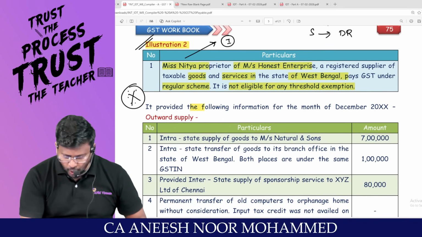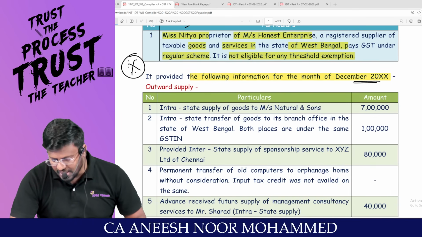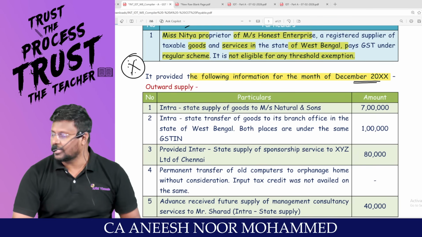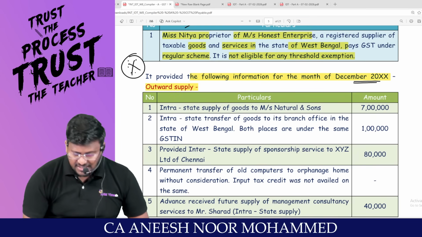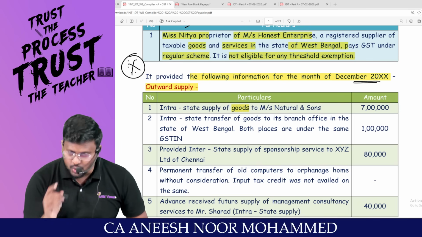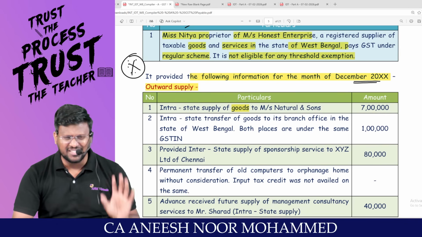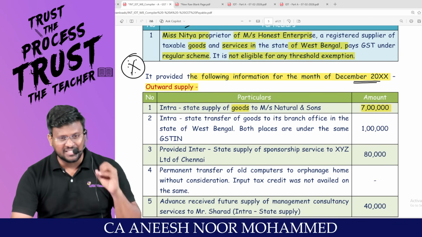It provides the following information for the month of December. That means we are going to calculate the GST liability for the month of December. Like last month, we may get a big hit. Fine. Outward supply details. Intra-state supply of goods. Super. I hope that you would have highlighted goods. To Mrs. Natural and Sons, that is irrelevant. 7 lakh. On that output tax we are supposed to collect CGST and SGST.